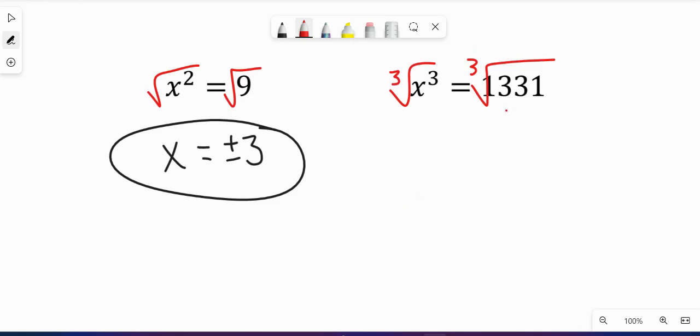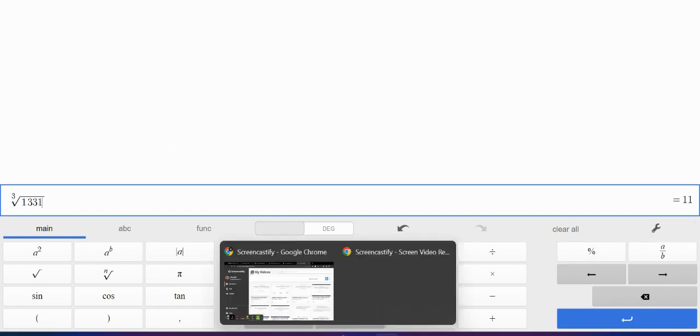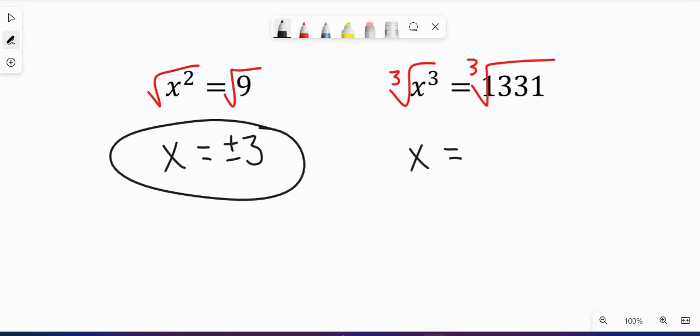Okay, now I don't know this off the top of my head, so I'm going to use my calculator. With the cube root, it's a little different though. You don't get two different answers, and I'll show you an example why later on. Definitely let's find the cube root of 1331. It's 11. Okay, so since it's 11, it's only going to equal +11 with the cube root.